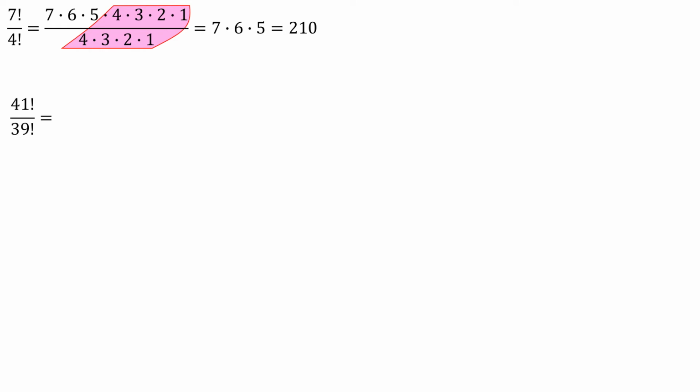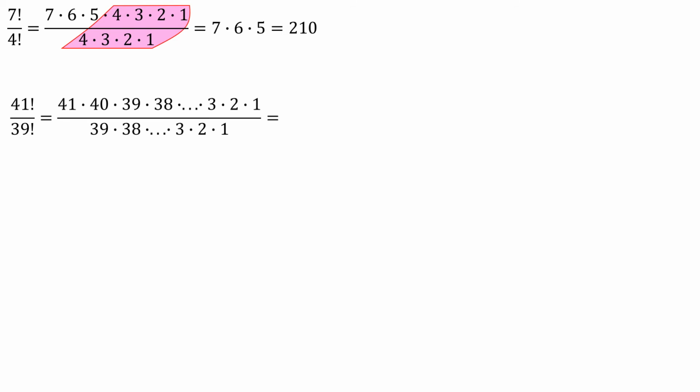41 factorial over 39 factorial. No, I'm not going to type this whole thing out, right? I start with 41 times 40 times 39 times 38 times, and then I go dot, dot, dot, times 3 times 2 times 1. And then on the bottom, of course, I'm not going to write the whole thing out. I'll go, 39 times 38 times dot, dot, dot, times 3 times 2 times 1. Right, so if I get some really large numbers, I'm not going to write the entire list.